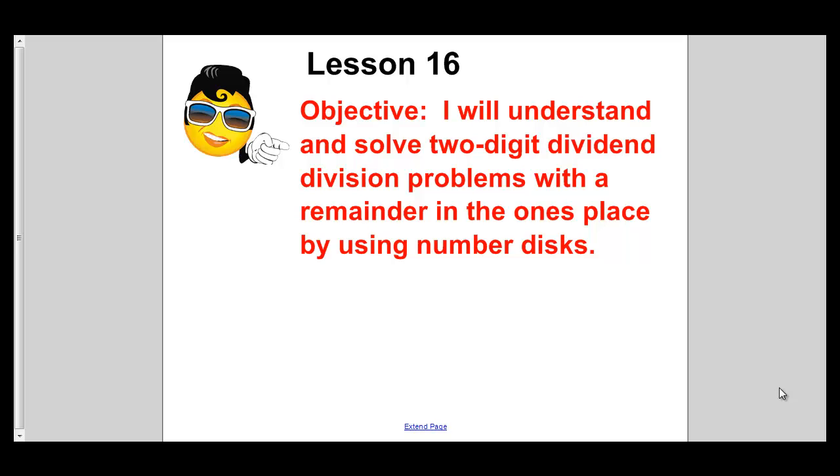Lesson 16, I will understand and solve two-digit dividend division problems with the remainder in the ones place by using number disc. So today we're going to transition away from area model and start looking at what it looks like when you solve a division problem using standard algorithm. Standard algorithm is just another word for probably what your parents use to divide. It's probably going to look like something you've seen before.